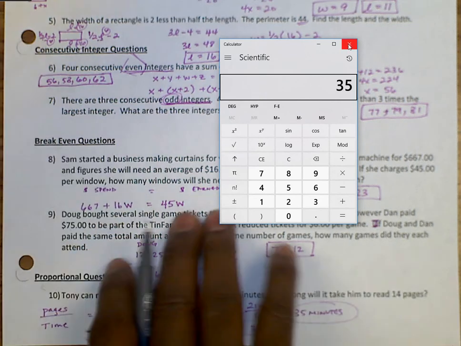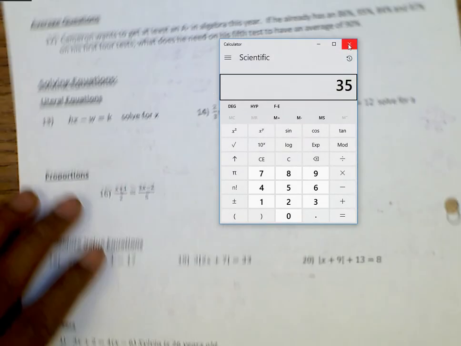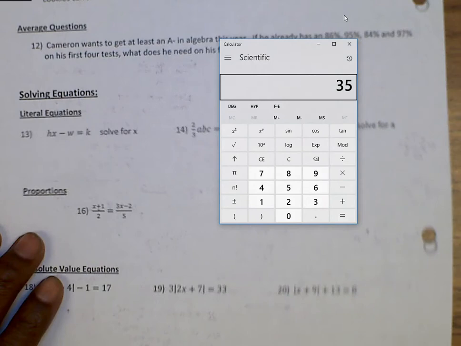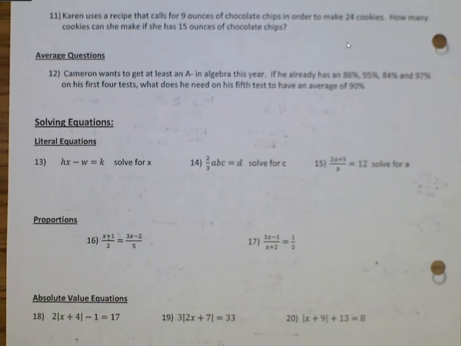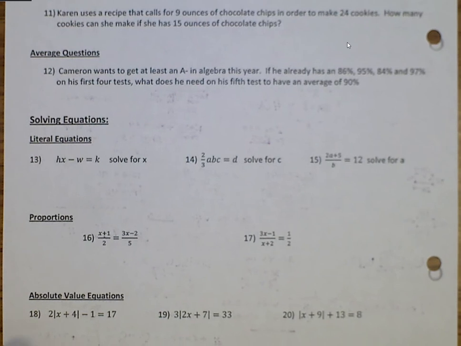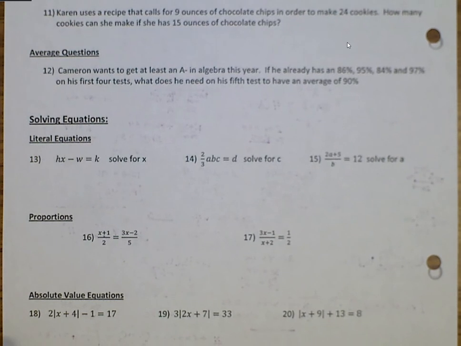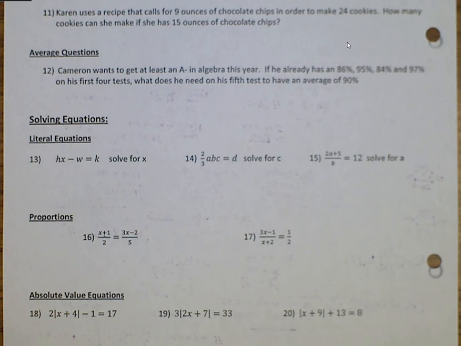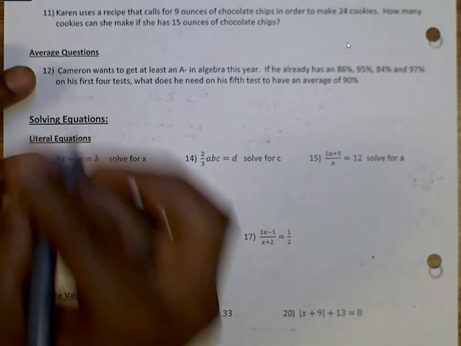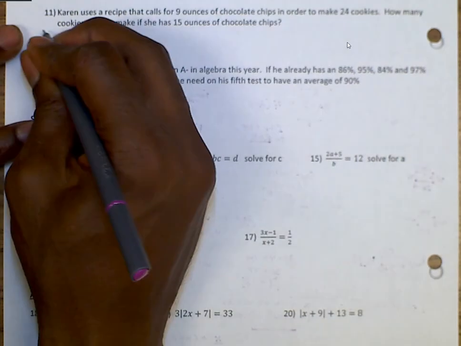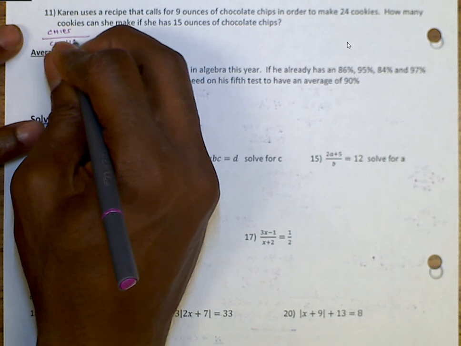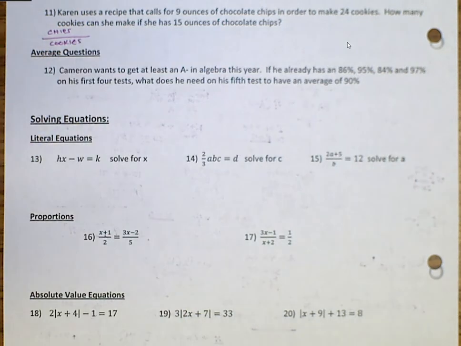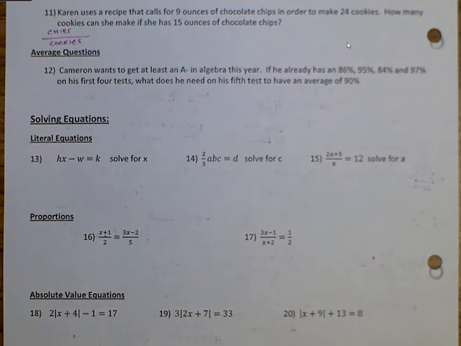Okay, continue proportions on the back side here. Let's get this calculator out of the way. Alright, it says Karen uses a recipe that calls for 9 ounces of chocolate chips in order to make 24 cookies. How many cookies can she make if she has 15 ounces of chocolate chips? So we got chips here, cookies here. It really doesn't matter which order you put them in as long as you are consistent in both fractions.